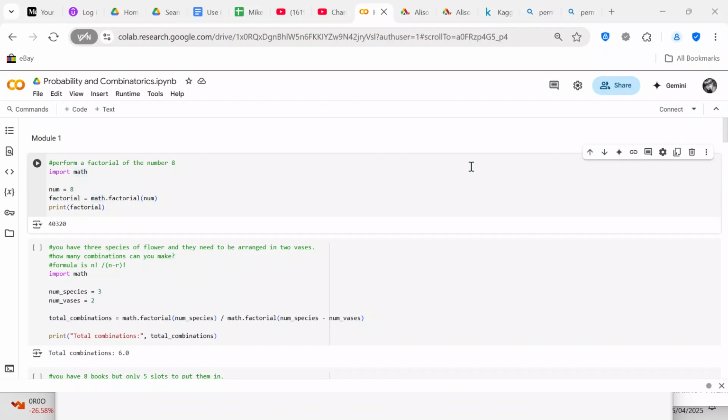So the first thing that we're going to cover is factorials. A factorial is where you've got a number, like 8, so you multiply 8 times 7 times 6 times 5 times 4 times 3 times 2 times 1. And that is a factorial. And Python gives you the ability to calculate factorials in their inbuilt math module.